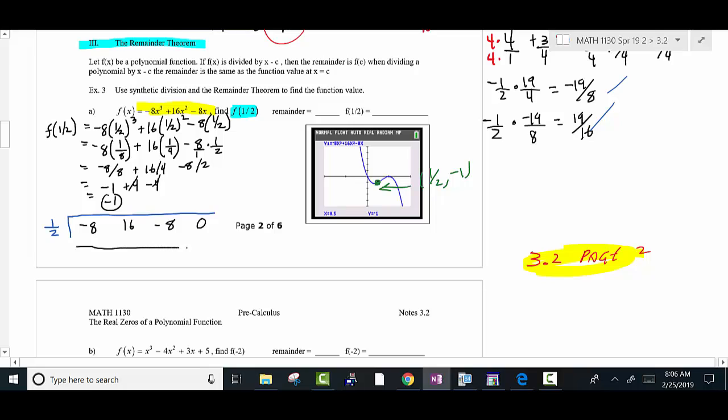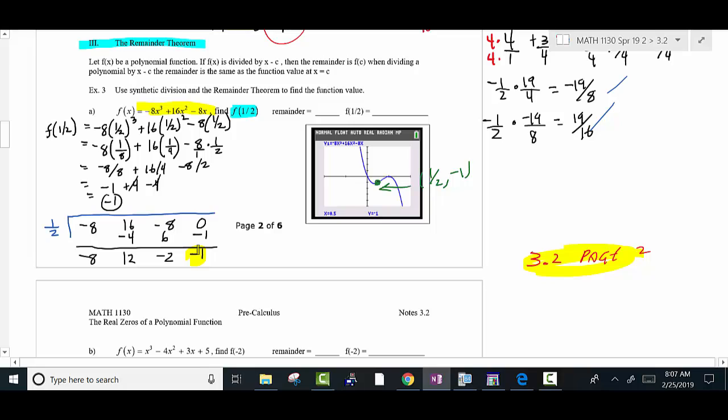All right, now we're going to do synthetic division. I'll review how we did this, and students usually don't have any problem with this. The first thing you do is bring down the negative 8. Then it's a matter of multiplying. 1/2 times negative 8 is negative 4. 16 minus 4 is 12. Then 1/2 times 12 is 6. Add the column, that's negative 2. 1/2 times negative 2 is negative 1. So we have that. All right, so what happened?